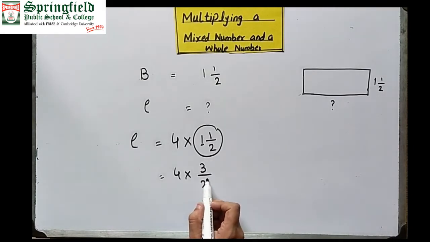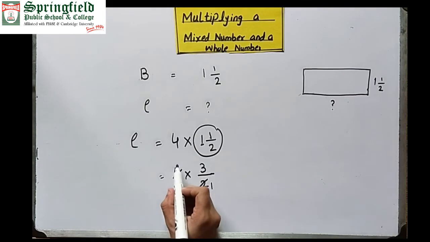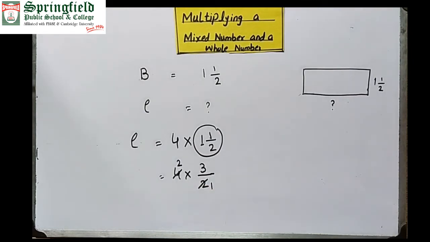Then we can use the table of 2, or we can cut by the table of 2. 2 ones are 2, 2 twos are 4. It's your choice, beta. You can multiply directly: 3 fours are 12, divide by 2. Or you can cut by the table of 2: 2 ones are 2, 2 twos are 4, so 3 twos are 6. Divide by 1. So it's equal to 6 meter.